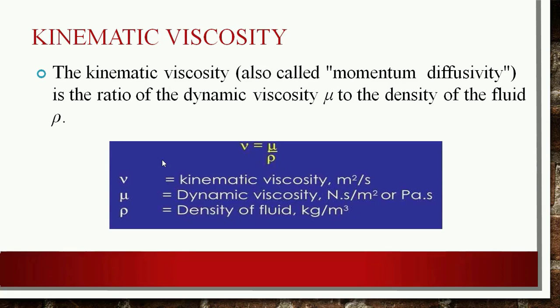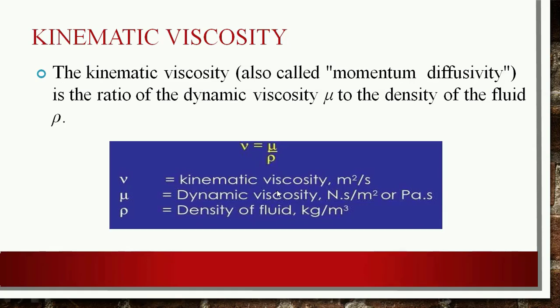Next important property is kinematic viscosity. Kinematic viscosity, also called momentum diffusivity, is the ratio of dynamic viscosity mu to the density of a fluid rho. So this is the symbol of kinematic viscosity, which is equal to dynamic viscosity divided by rho. Its unit is meter square per second in MKS, and in CGS we can say that one stokes is equal to 10 raised to the power minus 4 meter square per second.